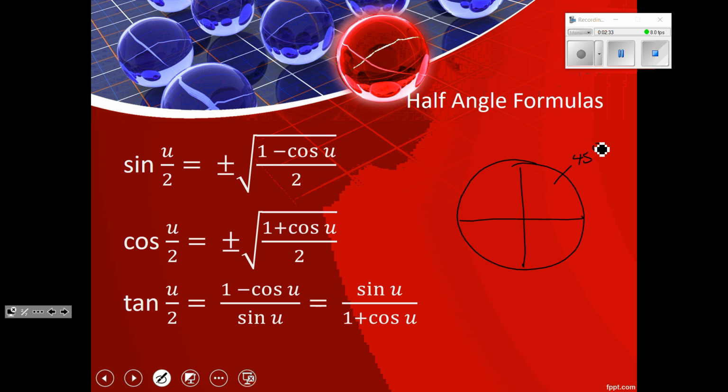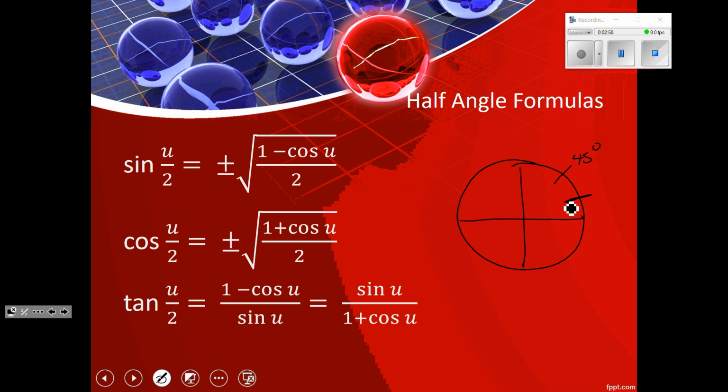So what would be half of 45 degrees be? 22.5, right? So where's our half angle? Half of that is I'm still in quadrant 1, meaning if I find the sine, the cosine, or the tangent of that half angle, half of 45, it'll still be positive because I'll still be in quadrant 1, okay?